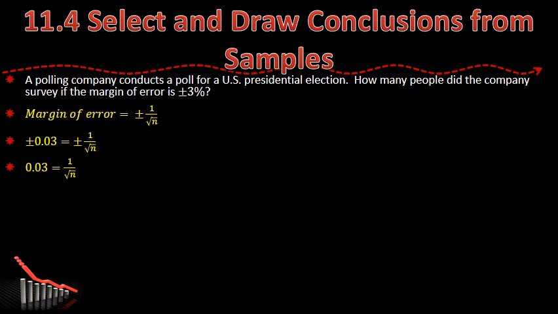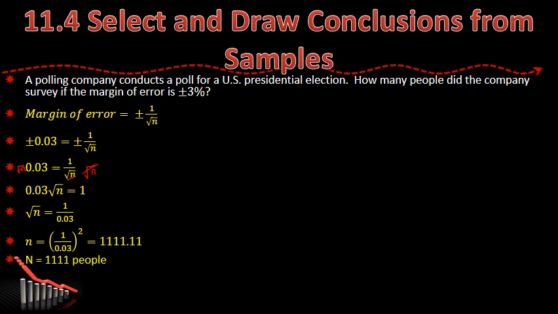The plus and minuses cancel out. And I don't want the n in the denominator, so I'm going to multiply both sides by the square root of n. And then I need to solve for the n. So I'll divide by the 0.03 and square both sides. When I square both sides, I'll have n equals 1,111.11. Now we cannot have a fraction of a person, so we'd round that to 1,111.